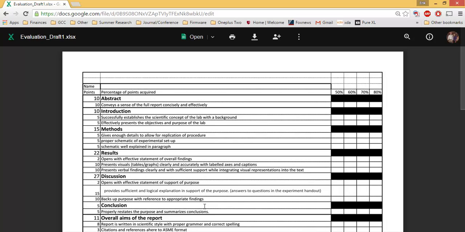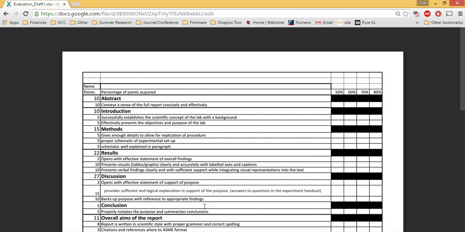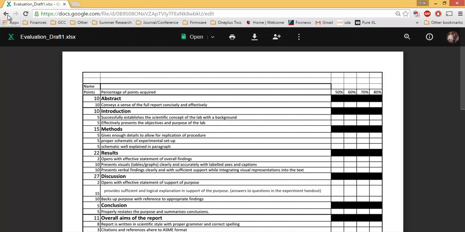The discussion is based on 3 different rubrics. Number 1, that you open with an effective statement of purpose. Number 2, provide sufficient and logical explanation in support of the purpose, answering all the questions in the experiment handout. And then number 3, backs up the purpose with reference to specific findings, meaning that you actually reference numbers from the results.